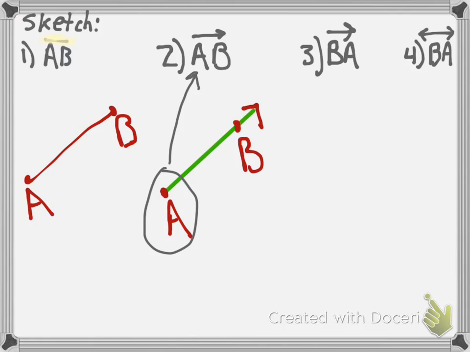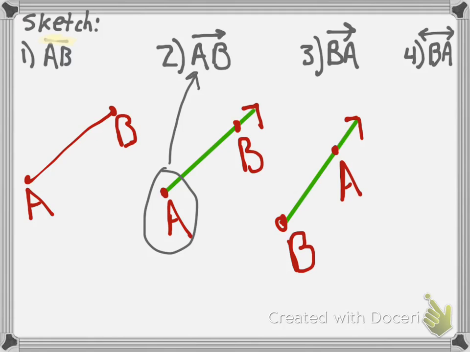Alright, number 3. Number 3 asks us to draw ray BA. So if you notice, number 2 and number 3 look exactly the same, just the letters are flipped. So the drawing is also going to look very similar. So we're going to have this ray, but this time on this end, that will be point B, and on this end, that will be point A. So the A and B just flip.